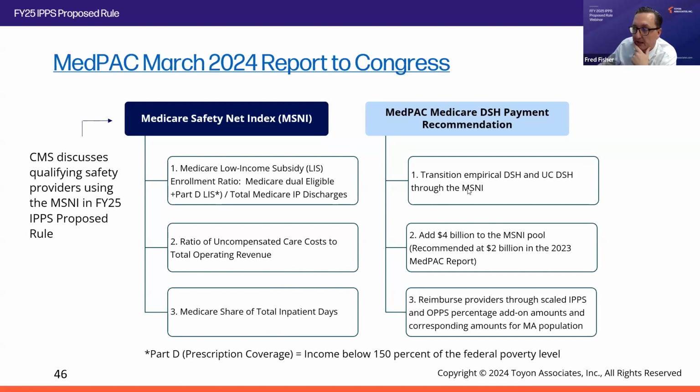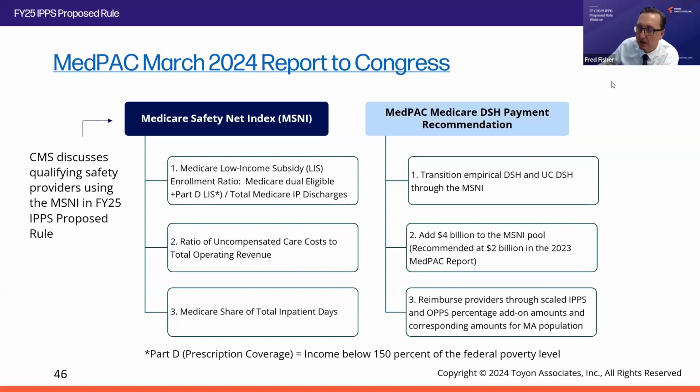MedPAC says if Medicare were to adopt this recommendation, which would require legislation, which would be tough because the way that DISH works now, especially with uncompensated care, is deeply rooted in the ACA. So I don't know how you would untangle that. But if they were to do so, they're saying they would add $4 billion to the pool of funds, and that they would make sure that there's an IPPS and an OPPS component to that.